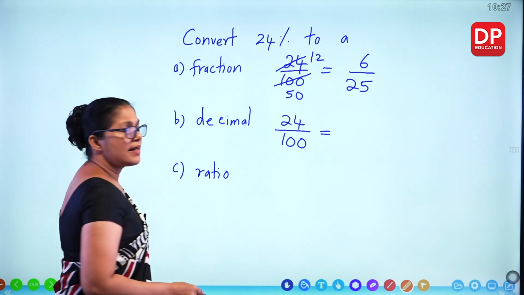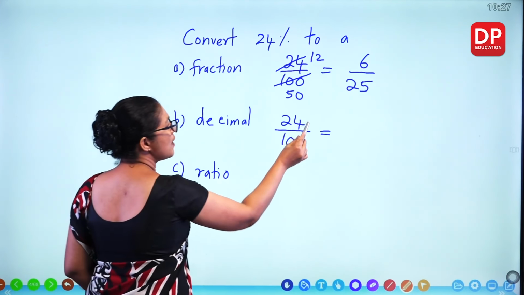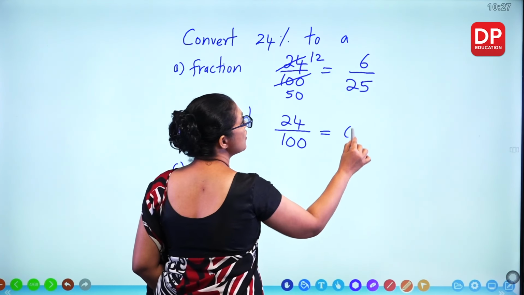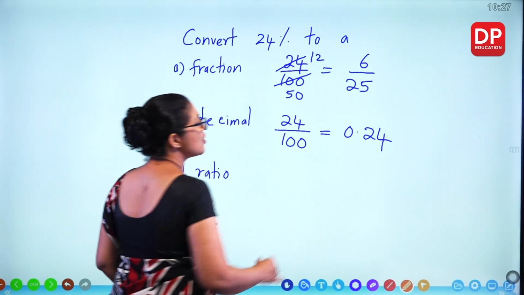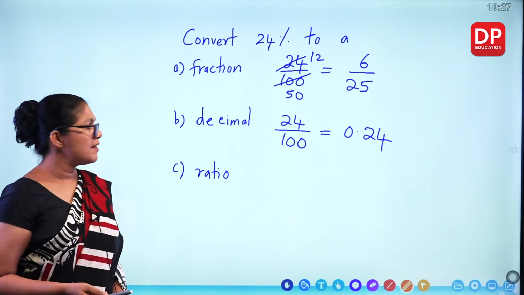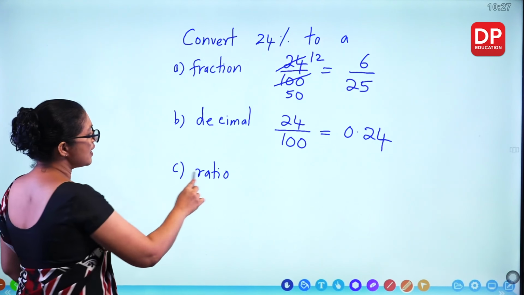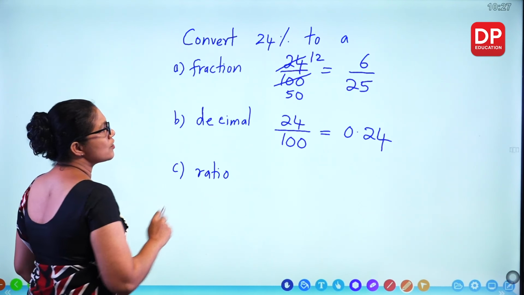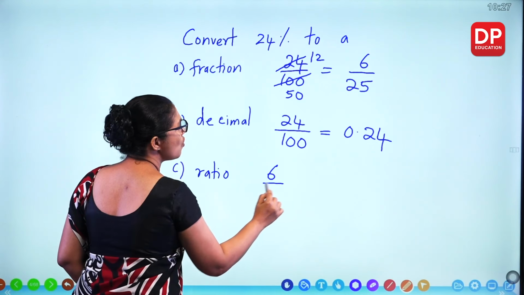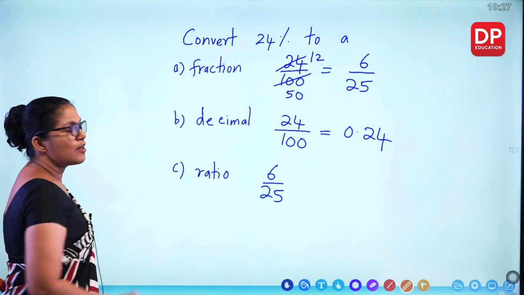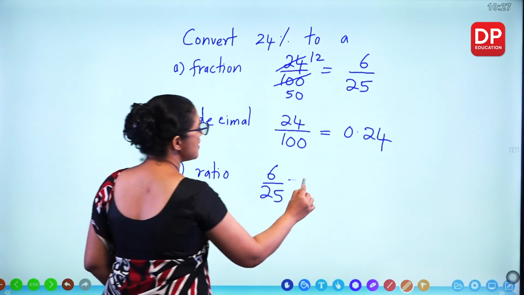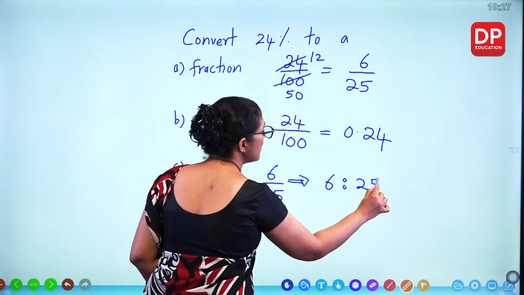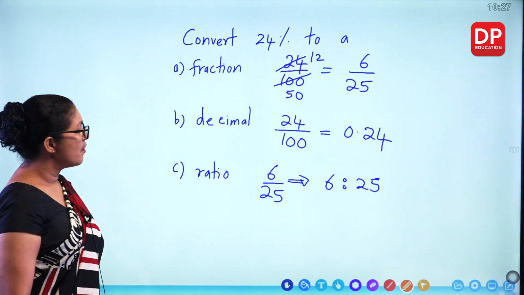As a decimal, you can write the same thing, 24 over 100. And you can easily divide by 100. How do we divide by 100? Move the decimal place 2 places to the left. So you get 0.24. How can we write as a ratio? So we can write ratio with the fraction. So we found out the fraction as 6 over 25. Same thing you can write as a ratio. This is 6 to 25. We use the colon symbol for ratio.